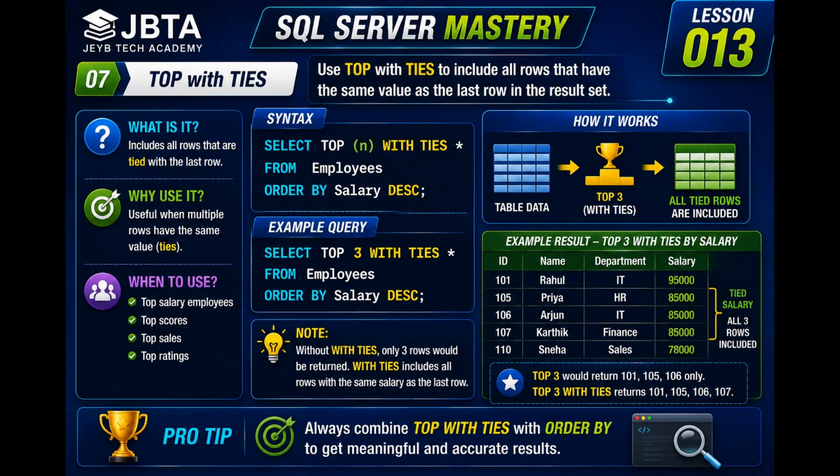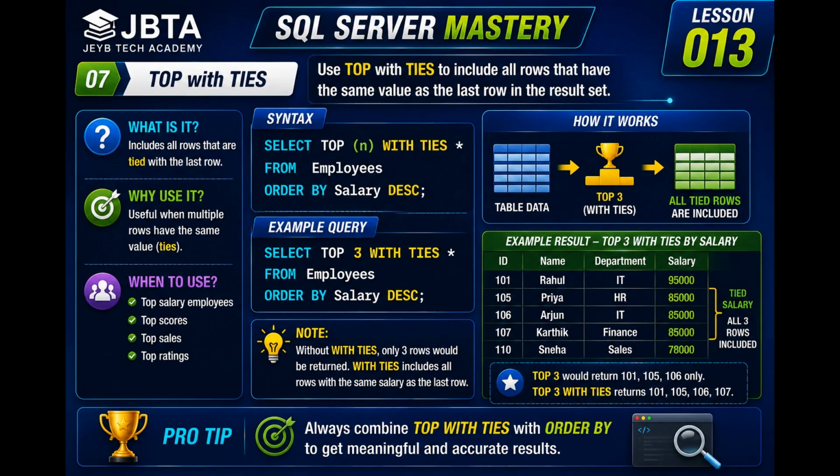The with ties option is commonly used in ranking reports. For example, when identifying the top-performing employees, the highest-scoring students, the best-selling products, or the top sales representatives. Whenever multiple records share the same ranking, the with ties option ensures that none of them are left out. One important point to remember is that with ties works only when it is used together with the order by clause. Without the order by clause, SQL Server cannot determine which rows are tied.